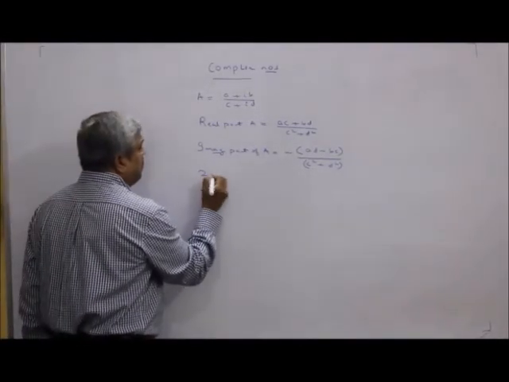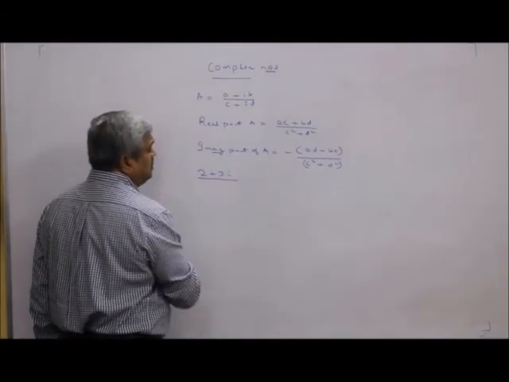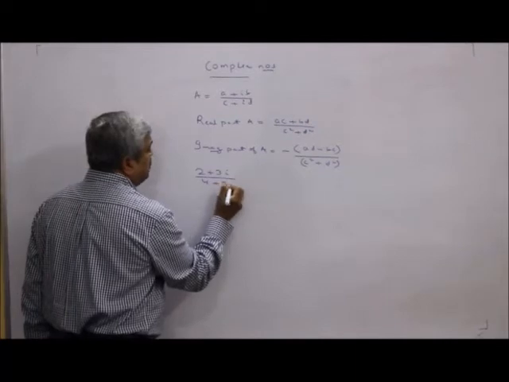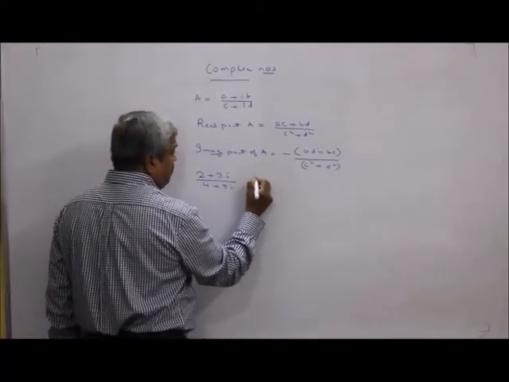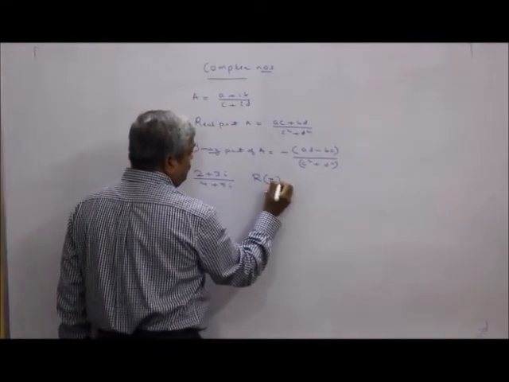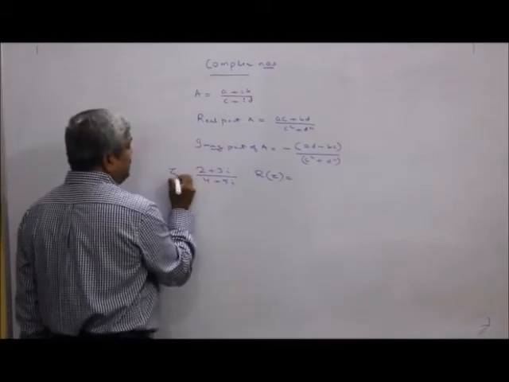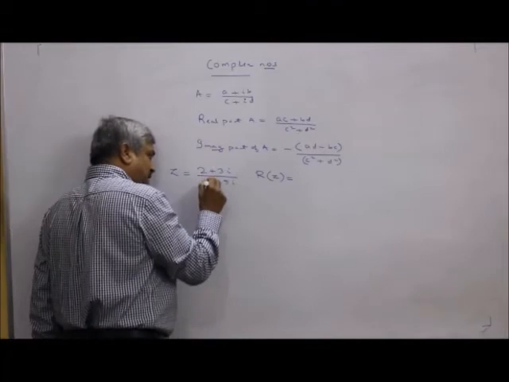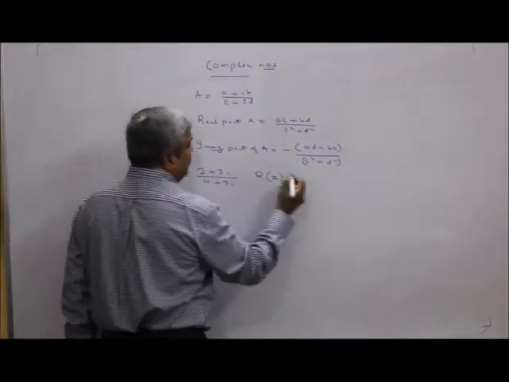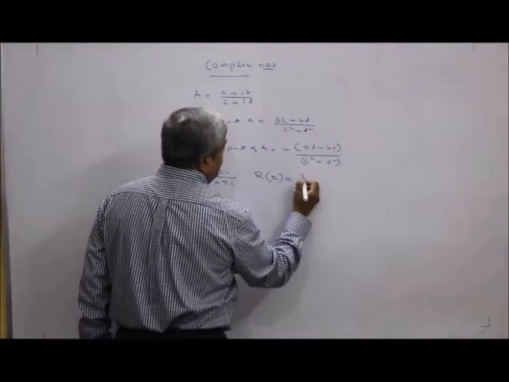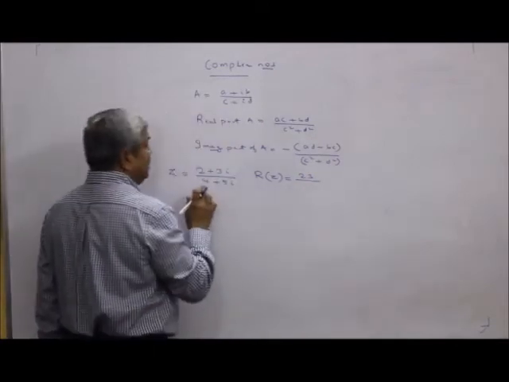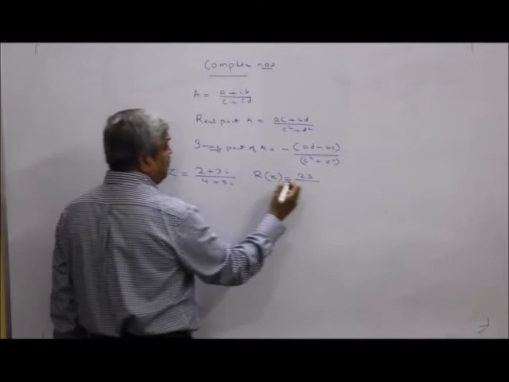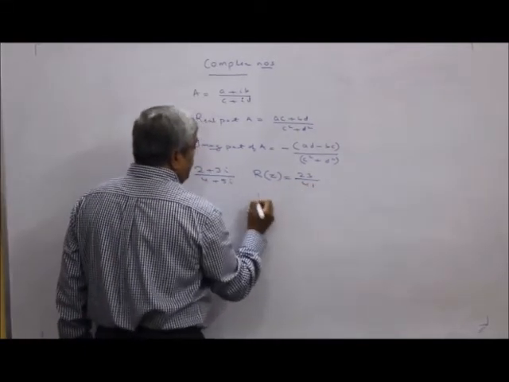Suppose you have a complex number of this form, (2 plus 3i) divided by (4 plus 5i). If you want to know the real part of z, let me take this as z. The real part of z is nothing but 8 plus 15, that is 23, divided by 4 square plus 5 square, 16 plus 25, that is 41.